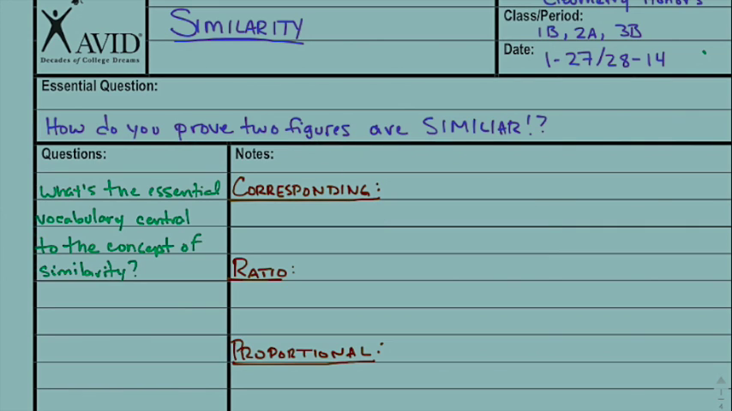Okay there, rock stars. Let's get rocking and let's talk some similarity. So this is a concept that, and I don't want to mince words here, is probably the most important concept we study in geometry.